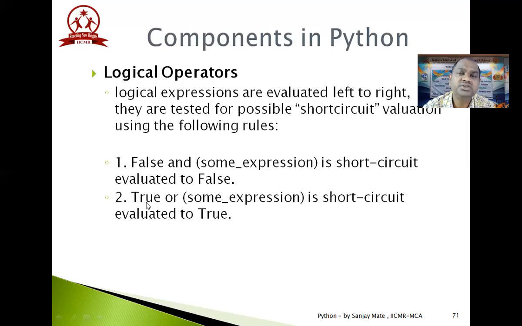If the first condition is false, then it will check the next condition. If the first condition is true, then everything will be skipped, because everything with a true will be true. If you are writing true or true, you get true. True or false, you get true. Therefore, no use to check the remaining conditions if the first condition is true. That is the short circuit evaluation.